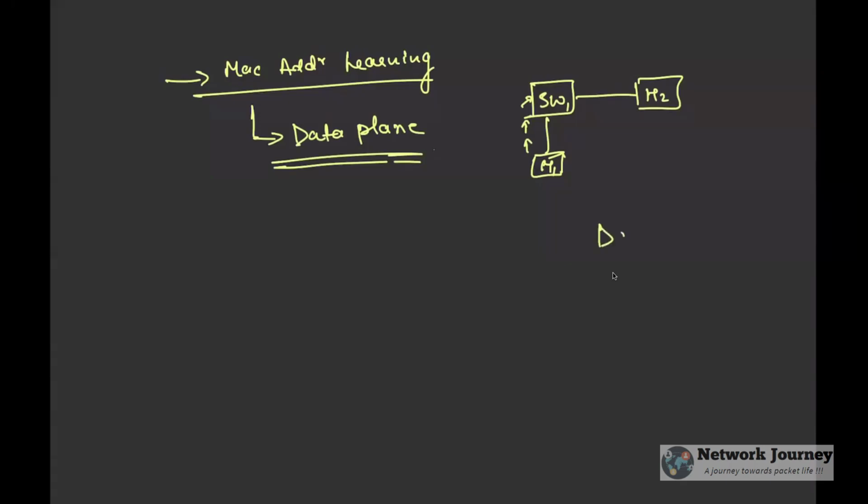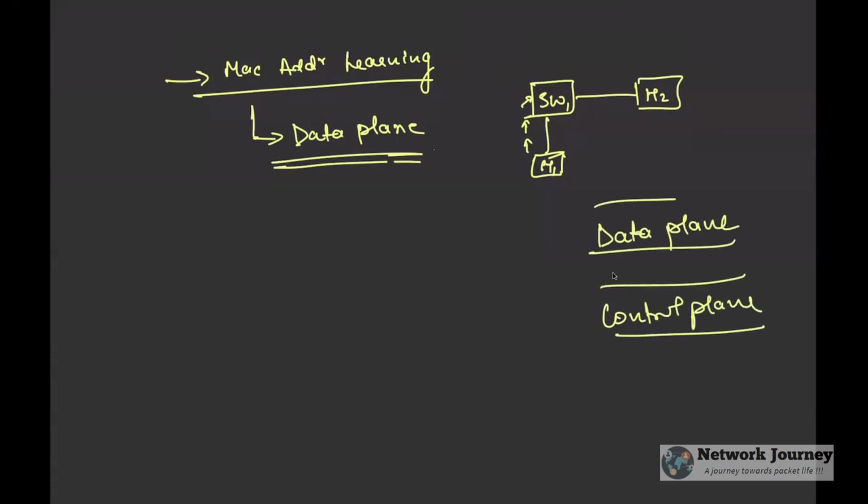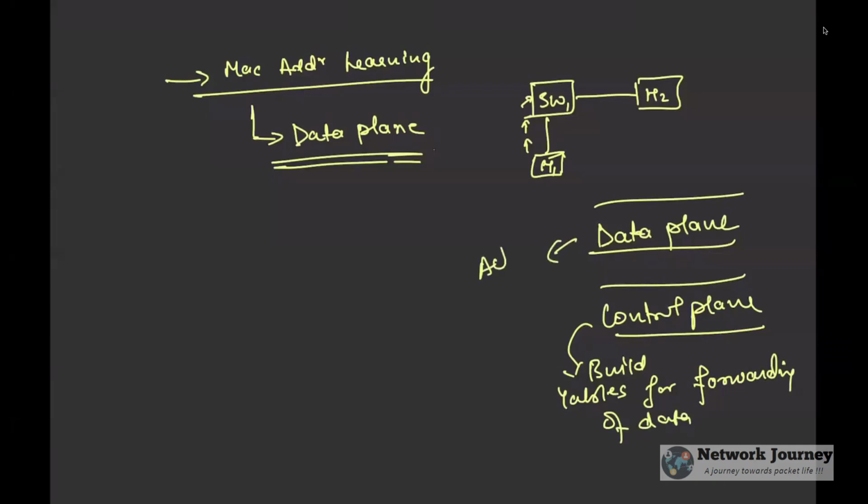What is the difference between data plane and control plane, guys? The data plane is just a forwarding plane. It just forwards the data. And what is the control plane? The control plane is the area which makes most of the decisions, like what to forward and where to forward. Basically it builds your tables for forwarding, and in the data plane your actual data flows, using the forwarding tables built by the control plane.